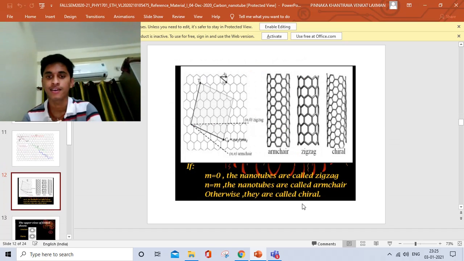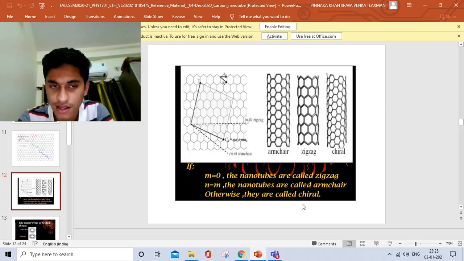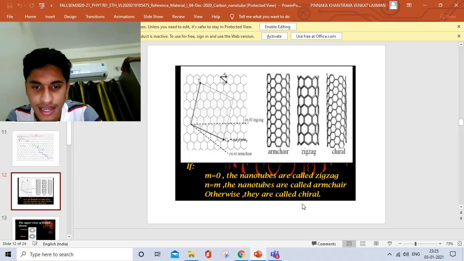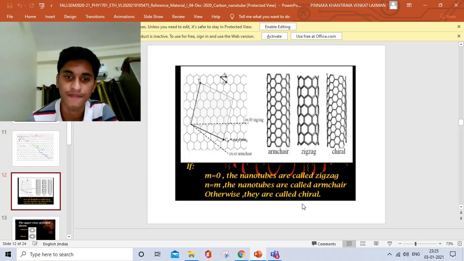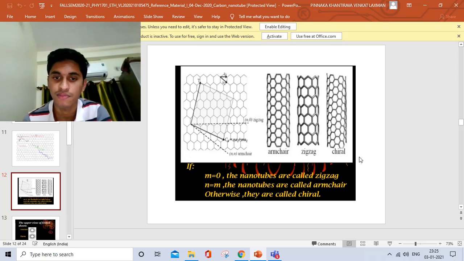Finally, many people have doubts about which type of structure is called zigzag, which is called armchair, and which is called chiral carbon nanotubes. So if m is equal to 0, the nanotubes are called zigzag. If n is equal to m, the nanotubes are called armchair. Otherwise, they are called chiral carbon nanotubes. This is how we broadly divide armchair, zigzag and chiral carbon nanotubes based on their indices values.